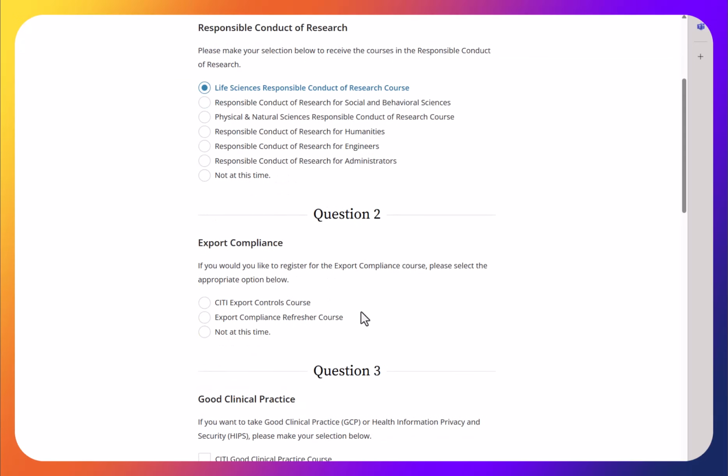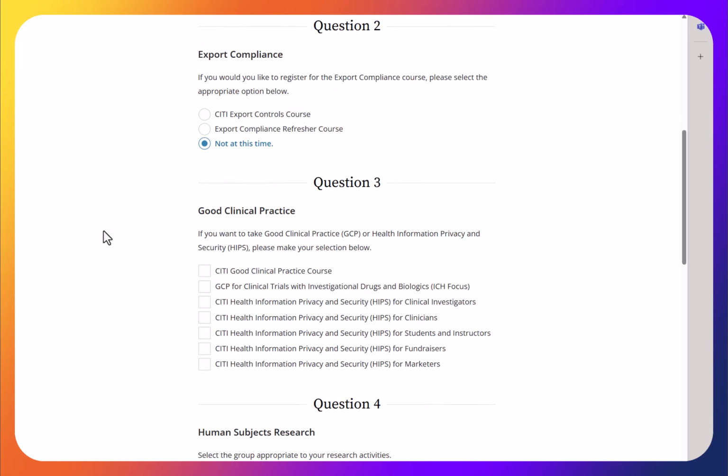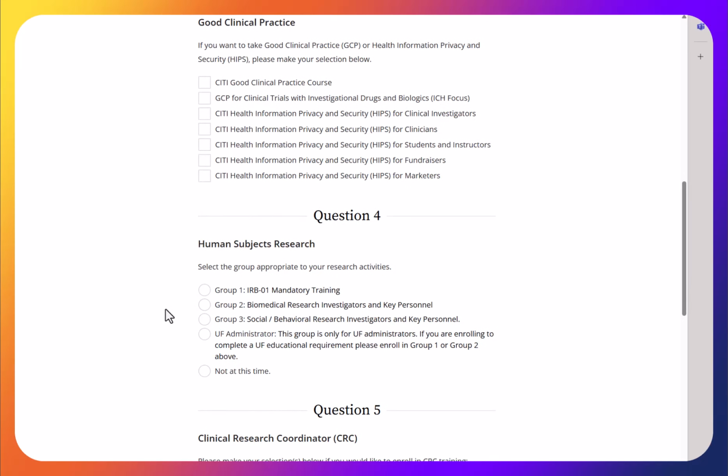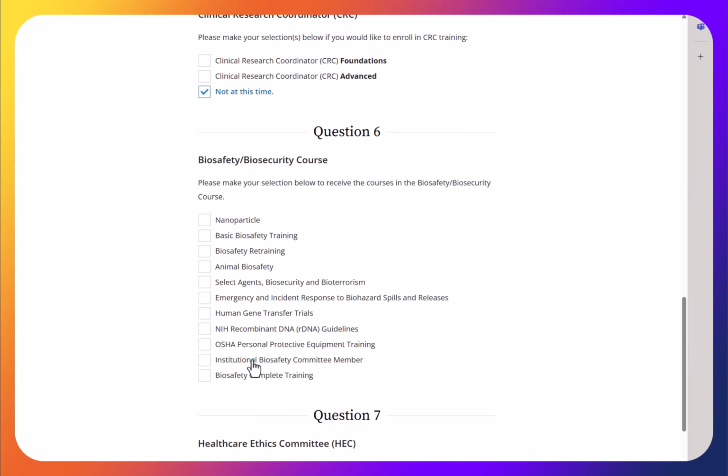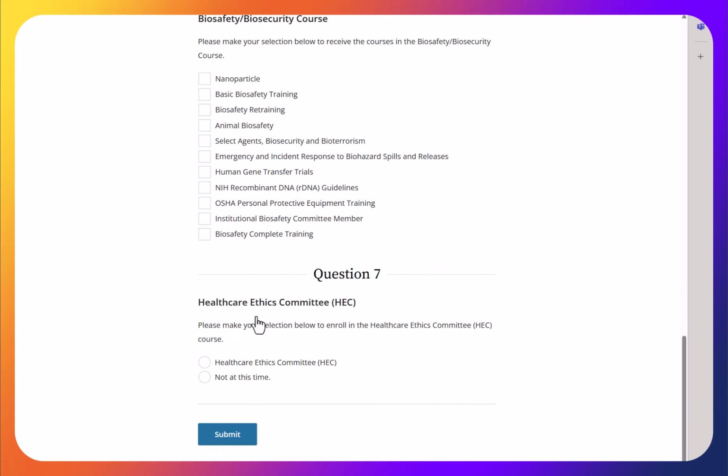And question 2, if you would like to register: export compliance, not at this time. Good clinical practice, I don't need this at this time either. Human subject research, not at this time. So we're really trying to do just the basics. Biosafety, we've done this through another one, not at this time. And then we say submit.